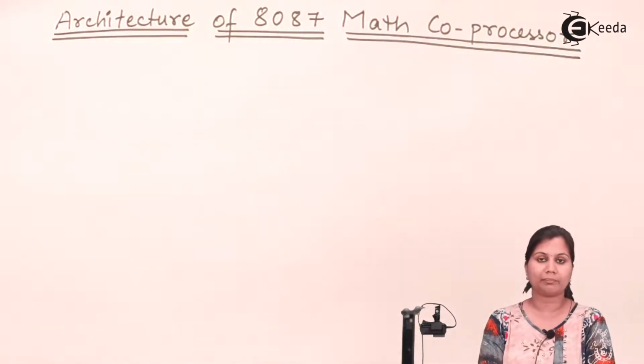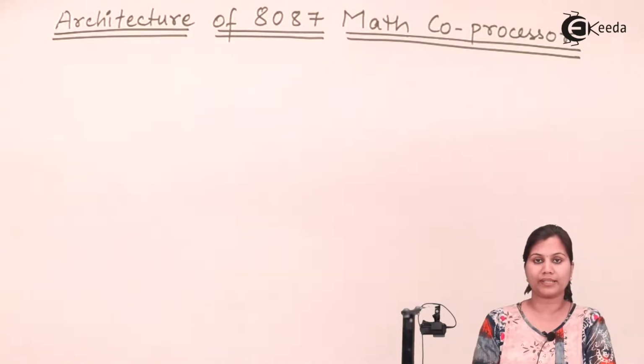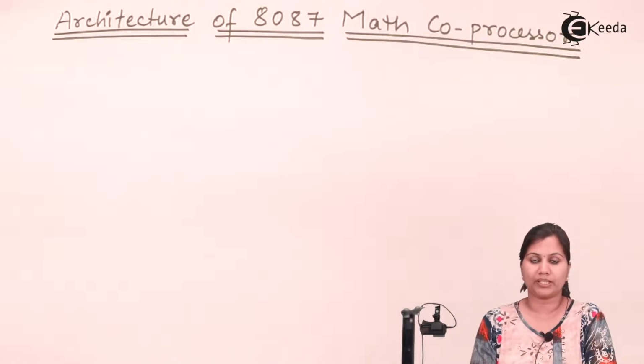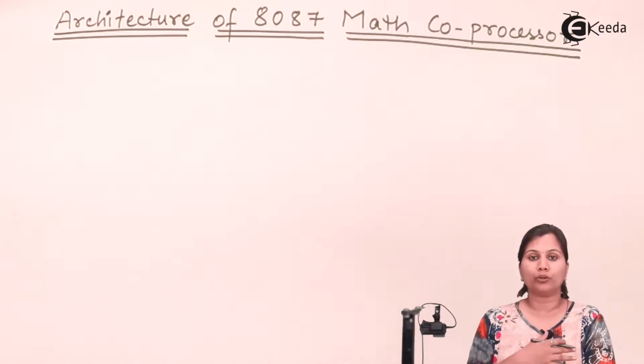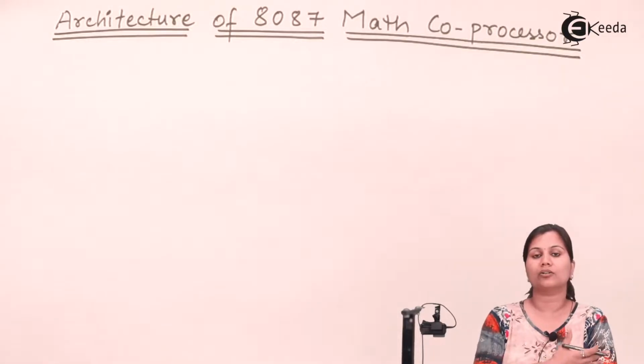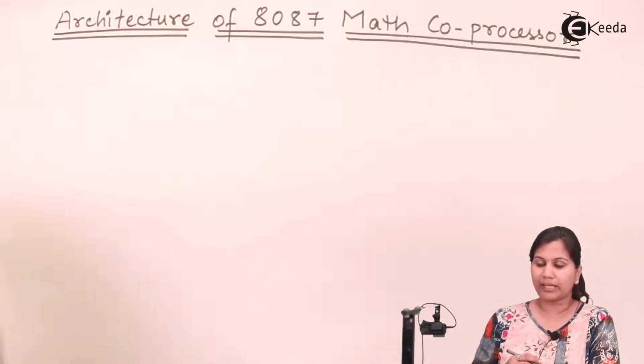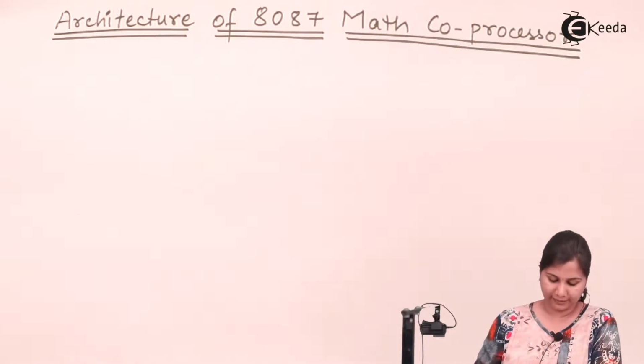The 8087 math coprocessor is the first coprocessor developed by Intel to pair with the 8086 and 8088 microprocessors. The work of the coprocessor is to provide easy and fast calculations to the microprocessors, because complex arithmetic, trigonometric and logarithmic calculations cannot be performed by the microprocessors. So to do such types of calculations, the coprocessors were developed. So 8087 was the first coprocessor.